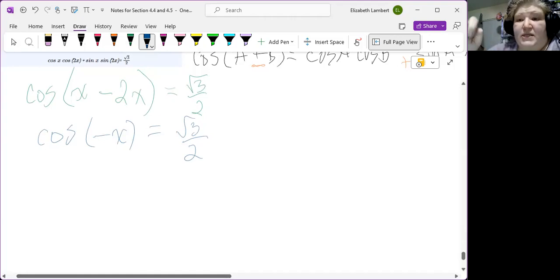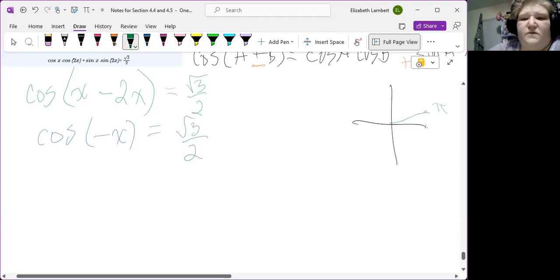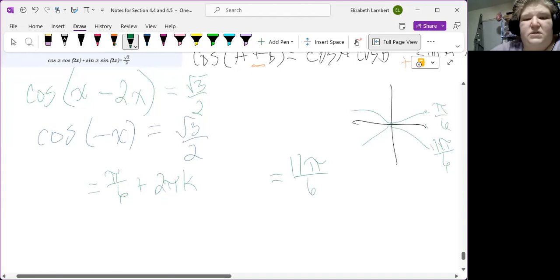So that is long side. So this is long short. That is 30 degrees, which is pi over 6. And 11 pi over 6. So pi over 6 plus 2 pi k, 11 pi over 6 plus 2 pi k.